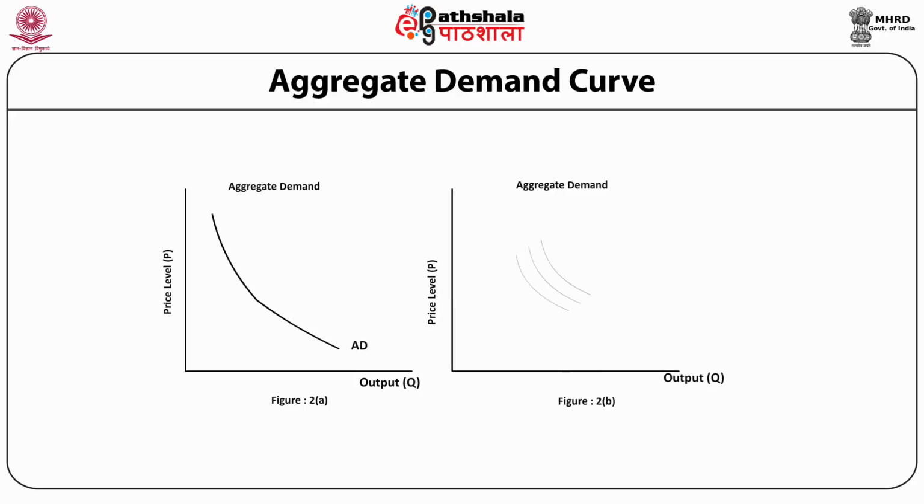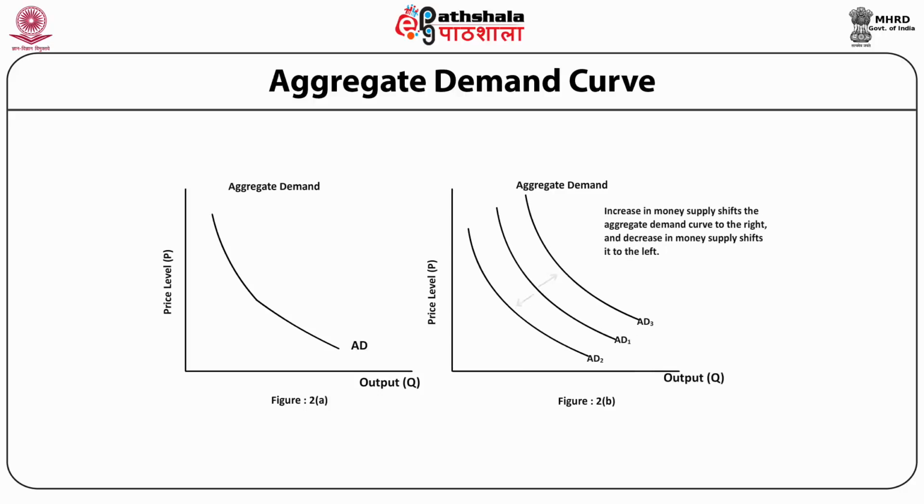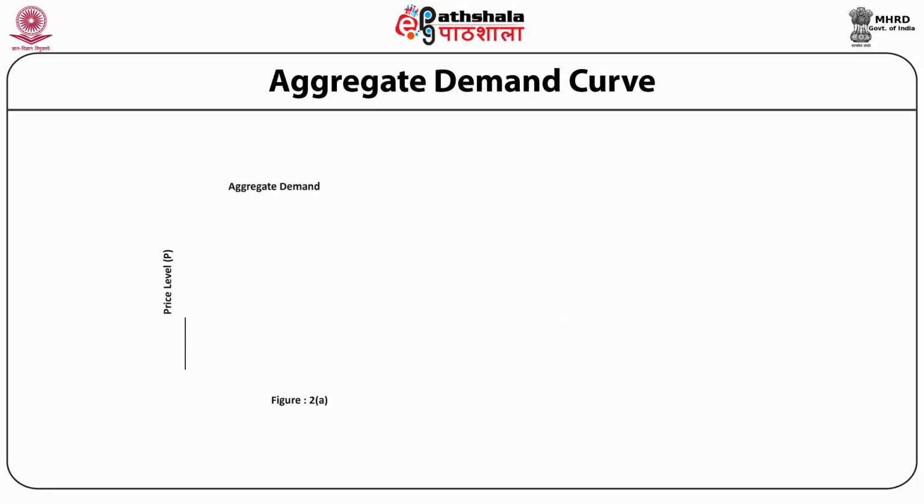An increase in M increases aggregate demand and shifts the AD curve to the right. Any decrease in M shifts the curve to the left, as shown in figure 2b.